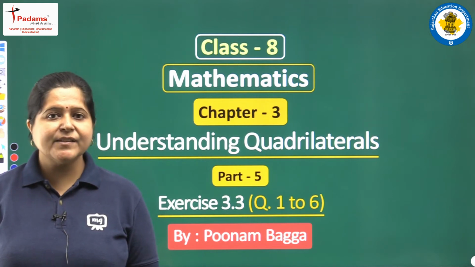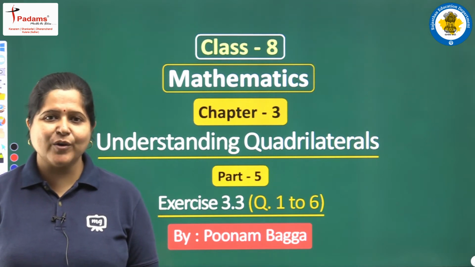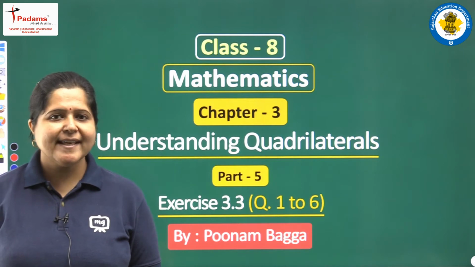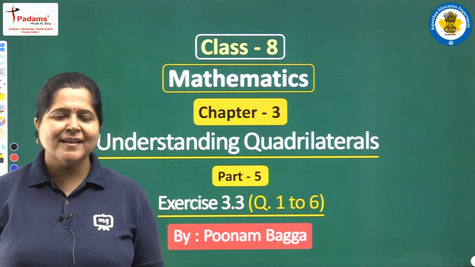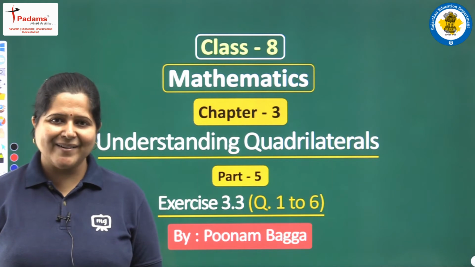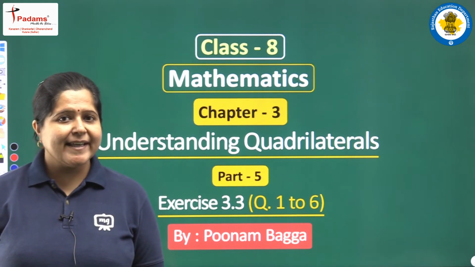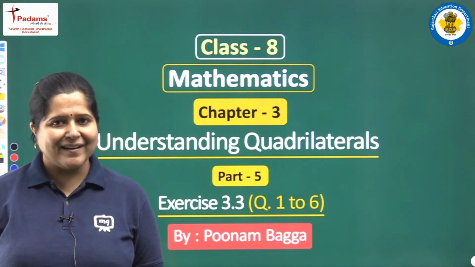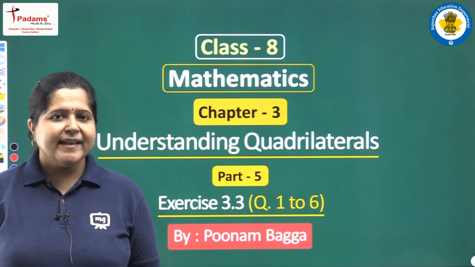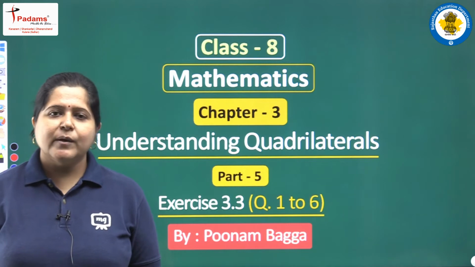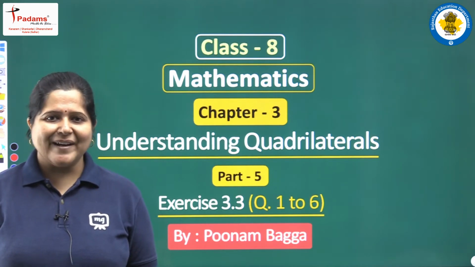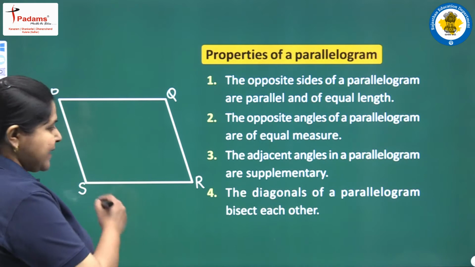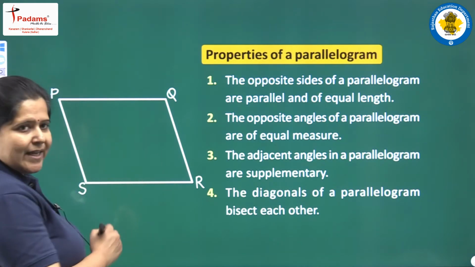In our previous class we had learnt about different kinds of quadrilaterals, their properties, and then we had done some examples based on the properties of a parallelogram. Today we will be starting exercise 3.3 again based on the properties of a parallelogram. Before we start, let us just quickly recall what are the properties of a parallelogram. We have one parallelogram PQRS with us.